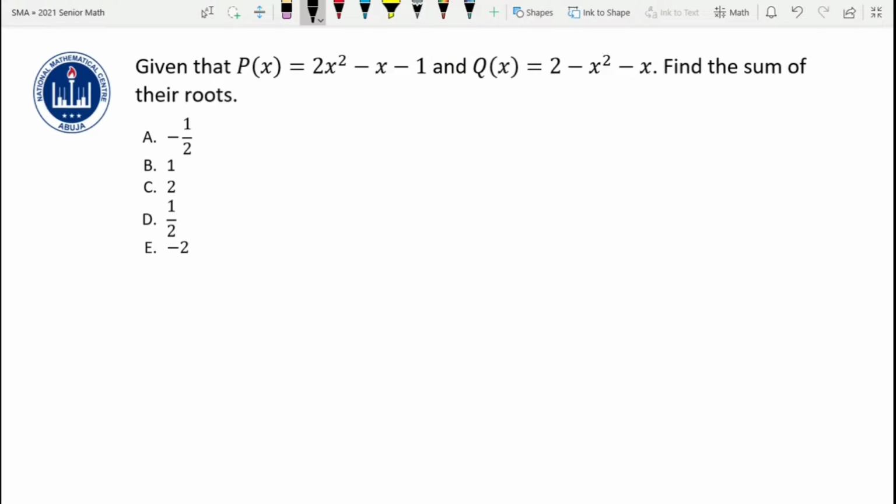If you are told to find the sum of the roots of a quadratic polynomial, you don't have to start looking for what the roots are and add them up to get the sum of the roots. There's a better way of going about that.